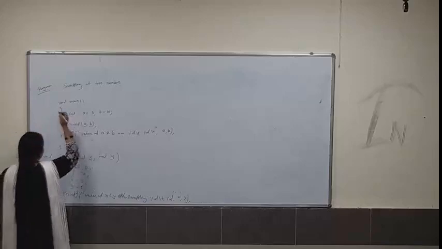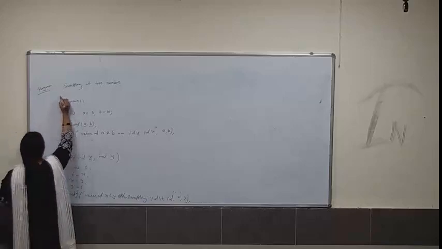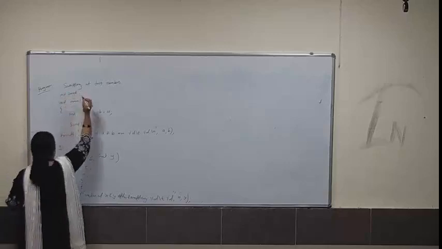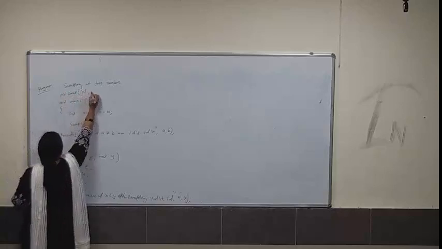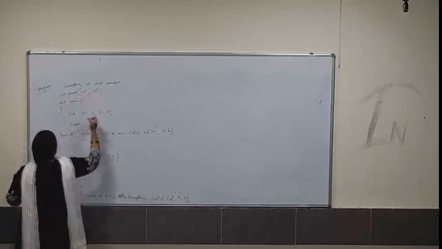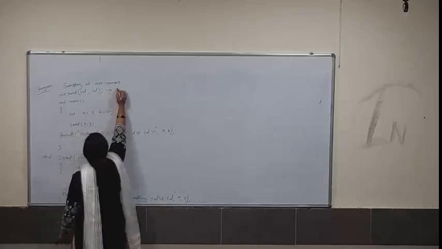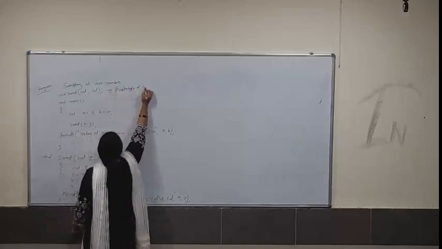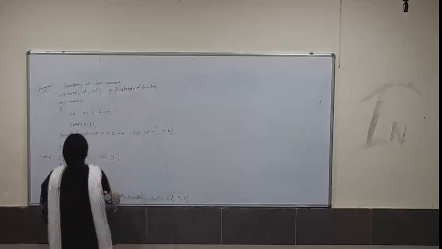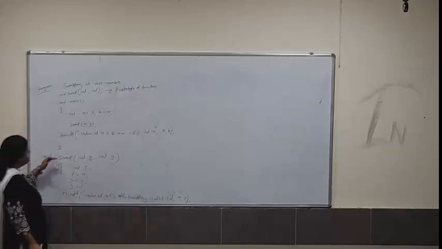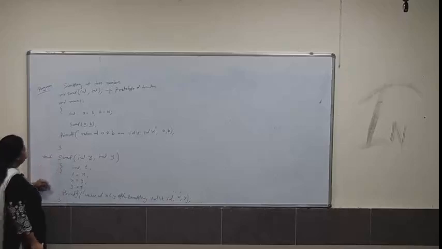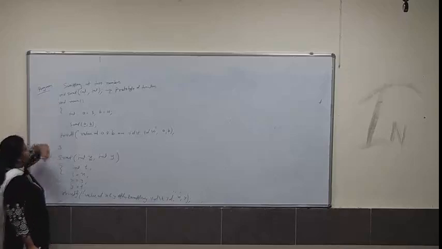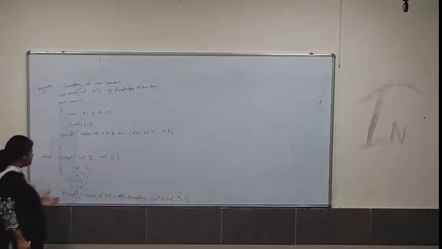Now here declare the prototype of the function, that is void swap(int, int). This is called the prototype of the function. Because this is a user defined function and the compiler doesn't know about swap, you must declare this function prototype before the main function.